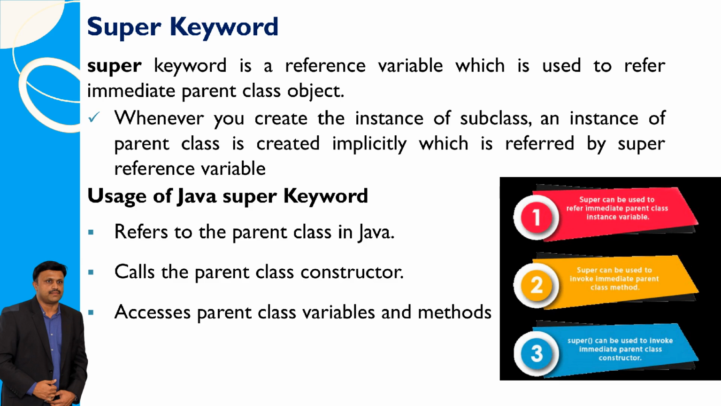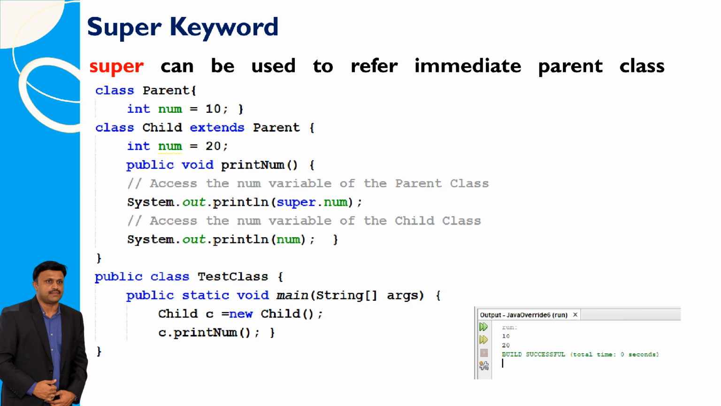It serves various purposes, including referring to the parent class, calling the parent class constructor, and accessing parent class variables and methods. This helps in reusing the functionalities of the parent class while extending or modifying behavior in the subclass. Super keyword is used to access the member variable num from the parent class parent, which has been hidden by a variable with the same name in the subclass child.